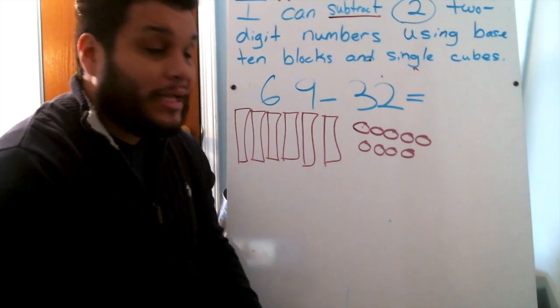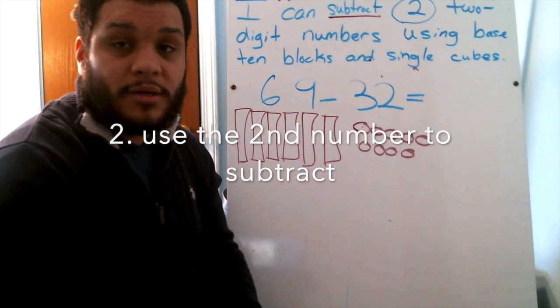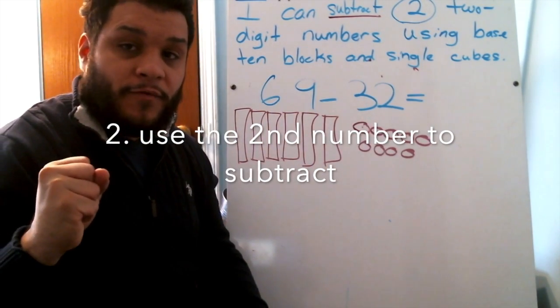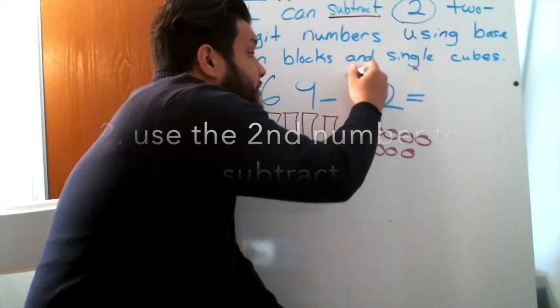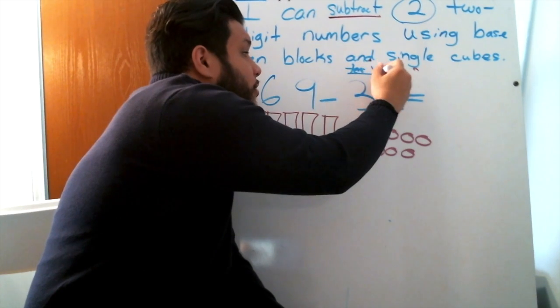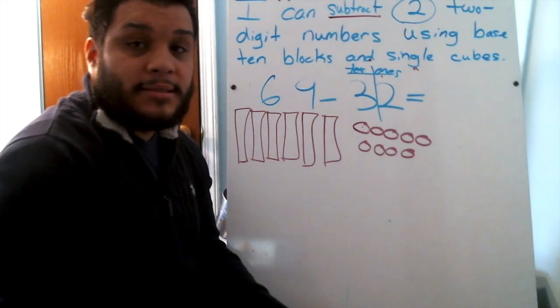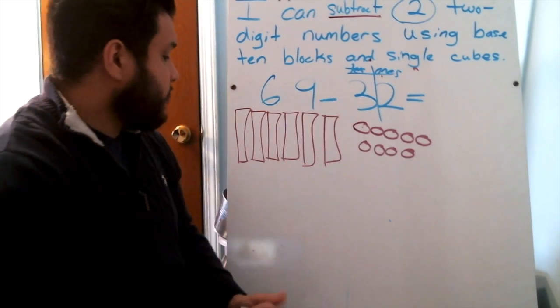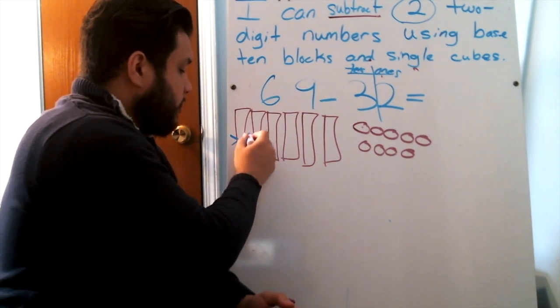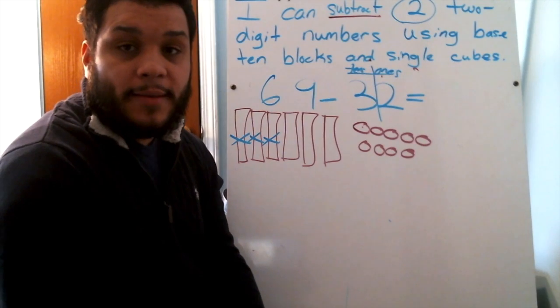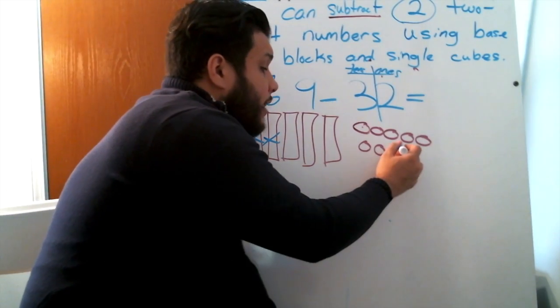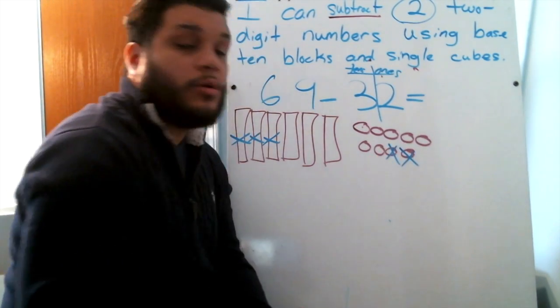Step number 2 is use our second number to take away from our first number. So in step number 2, it's telling us that we're going to take away how many tens? 3 tens. So let me cross those out. 1, 2, 3. How many ones am I going to take away? Yes, 2 ones. 1, 2.